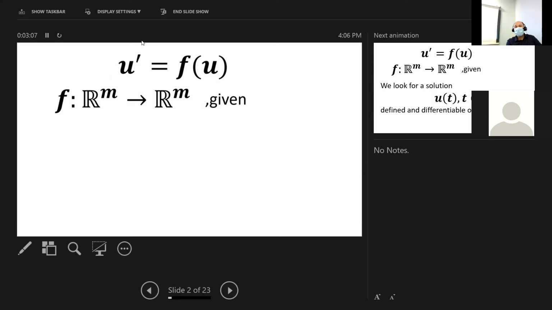Usually it's not necessarily the time, but usually it is, and the derivative here is with respect to the time, t. Then you have a function, and you apply this function to your unknown. So the whole course is about this thing. As a general fact, f will be a regular function, usually from R^m into R^m. That's clear?